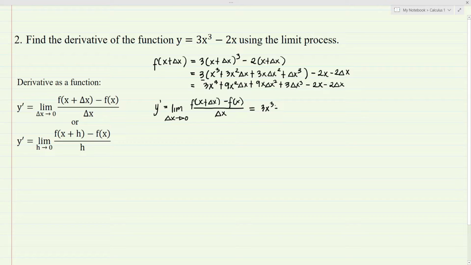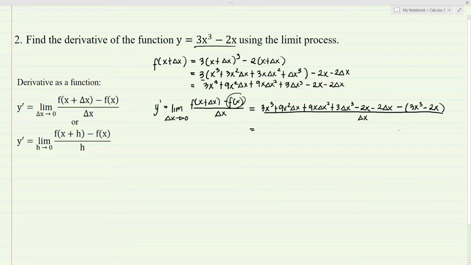3x cubed plus 9x squared delta x plus 9x delta x squared plus 3 delta x cubed, then minus 2 delta x minus 2x minus 2 delta x, then minus our f of x here, our original function, 3x cubed minus 2x, then all over delta x. Let's simplify. I will just copy the terms here.